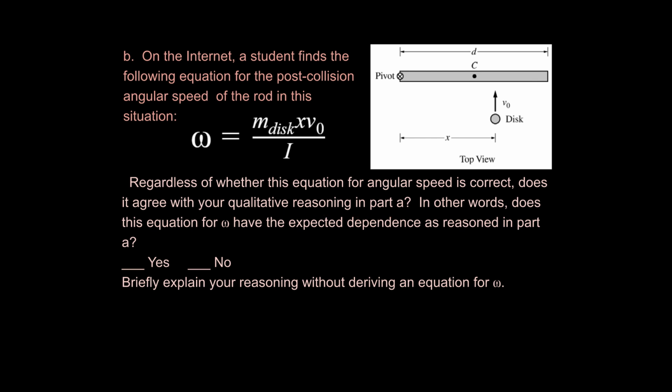Alright, so let's remind ourselves of what we were talking about in part A. In part A, we were talking about the torque would be greater the farther away the force is from the axis of rotation. So in light of that, we're going to focus on x. We could focus on other variables, but we're going to focus on x and ask ourselves, does it make sense to have x be proportional to omega? And so if you said, well, if the x was greater, then the angular speed would be proportionally greater as well. Does that make sense?